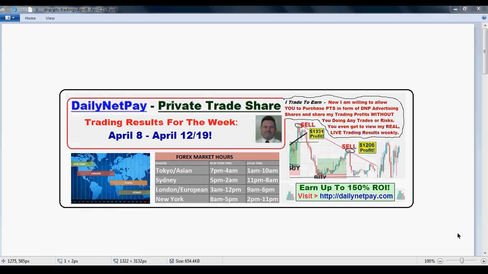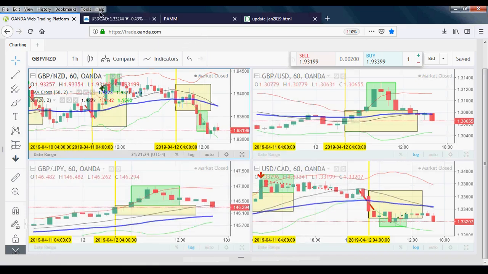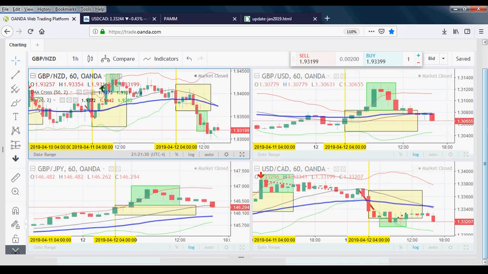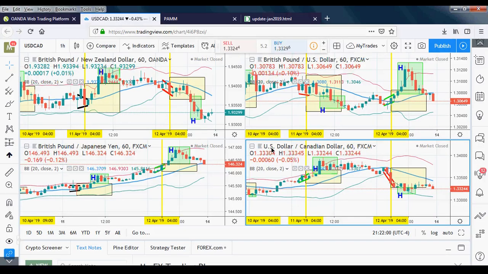So we're going to begin the weekly stats for private trade shares. I'm going to close this and we're going to go to the Oanda. This is our broker, and you can see a chart of 4 pairs: British pound against New Zealand, British pound against US dollar, British pound against Japanese yen, and US dollar against Canadian dollar. These are the only pairs that I trade because I follow these markets, and I am going to give you the basic stats, what kind of trades we had.